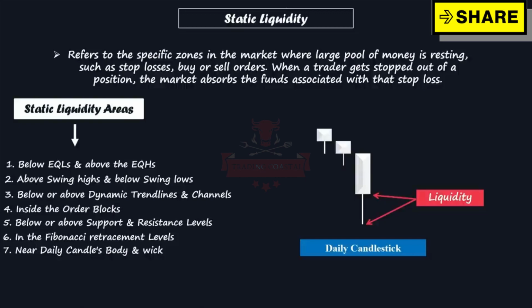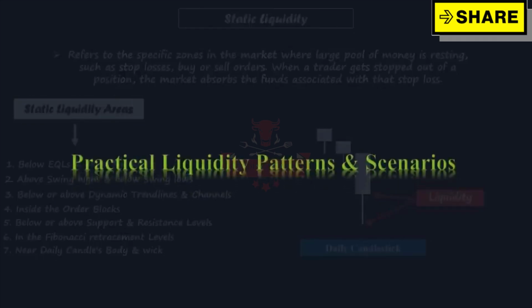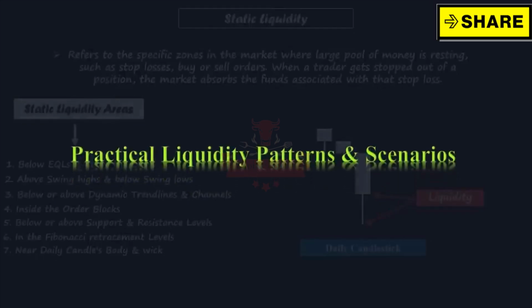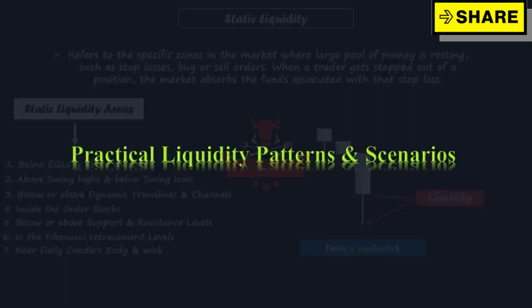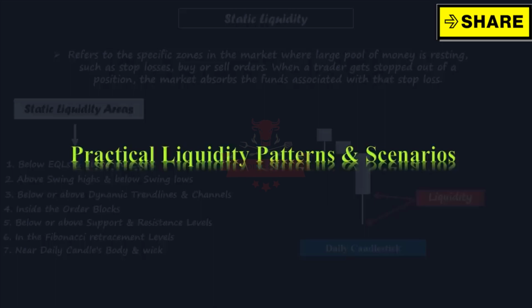Some of these zones and patterns are especially important as they're widely recognized by traders, attracting more stop loss and pending orders, increasing the likelihood of price moving towards them to absorb liquidity. Let's now focus on practical liquidity patterns and scenarios that are more likely to drive price movements compared to other liquidity zones. Identifying these zones on our price chart enhances the reliability of our trading strategies, improving the probability of successful outcomes.